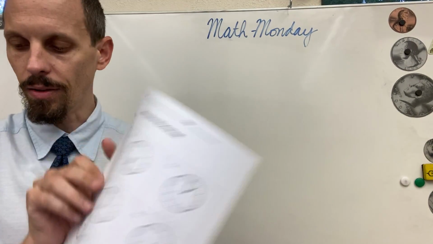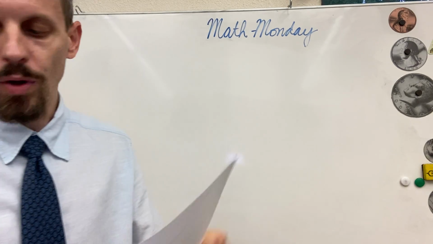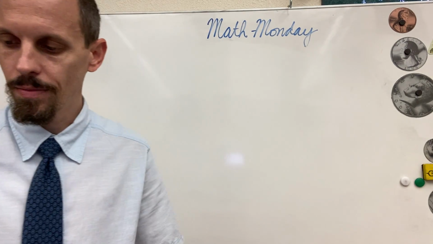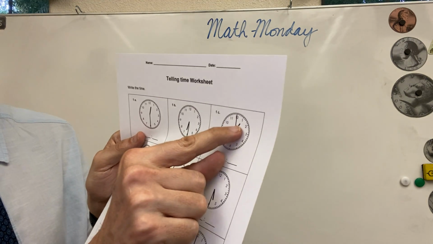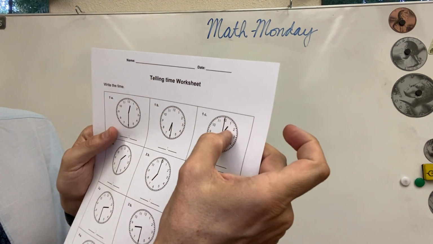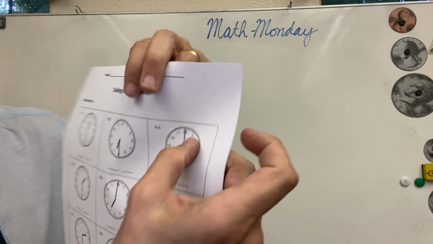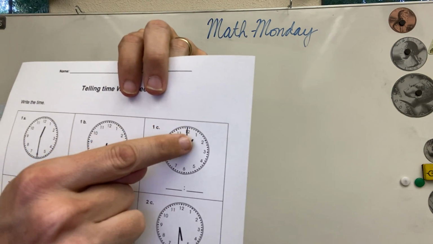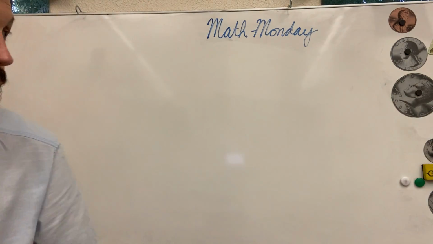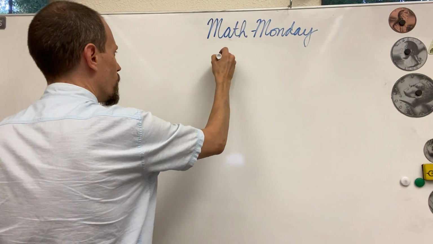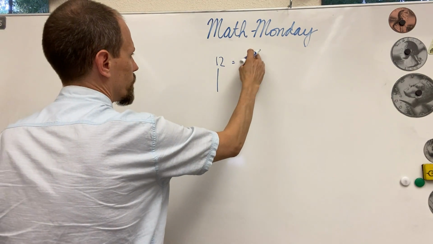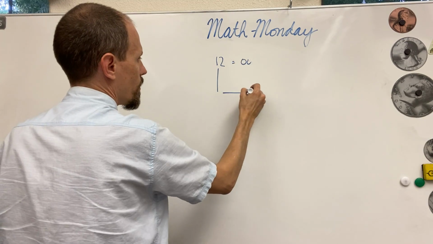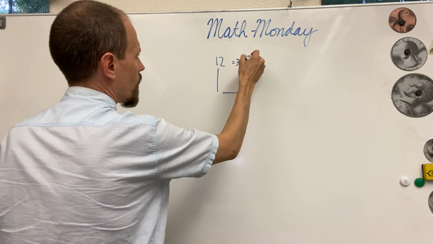Pull out your time. Now last time we said that whenever the longhand points at the 12, it's o'clock, and the shorthand points to the number. So for example, the shorthand is at the 1 and the longhand is at 12, so this is going to be 1 o'clock. Whenever the longhand is at the 12, it's o'clock. Like here it'd be 3 o'clock.